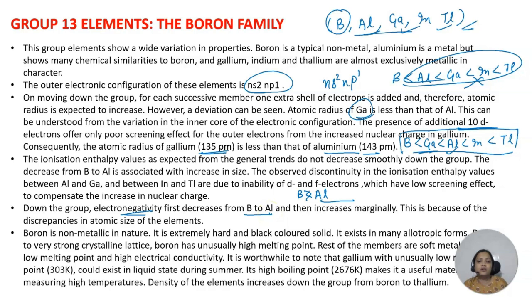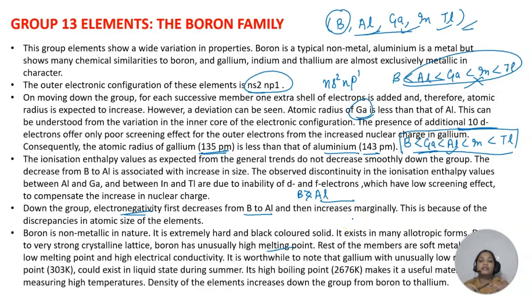Then if I am talking about the nature and other physical properties, boron is non-metallic in nature. It is a hard, black-colored solid. Due to its strong crystalline lattice, it has a high melting point. You should know this. It has an unusually high melting point. The rest are soft metals with low melting points and high electrical conductivity.